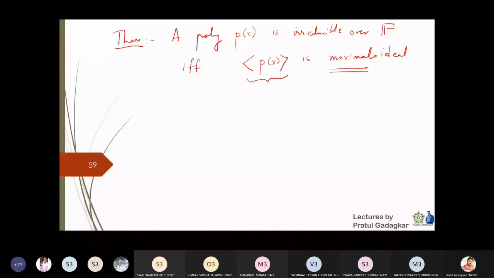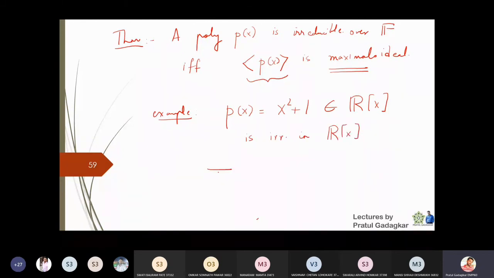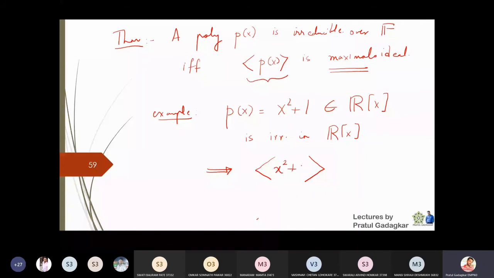What is the best example of this? You just take a polynomial p(x). Suppose I'm taking p(x) is equal to x square plus 1. This polynomial, I'm taking it in R[x]. Is this polynomial reducible or irreducible? You know, x square plus 1 cannot be factorized into two different polynomials with real coefficients because you get complex numbers there, right? So this polynomial is irreducible in R[x], and therefore by virtue of the above theorem, the ideal generated by this particular polynomial x square plus 1 will be a maximal ideal. So this is one of the very good ways to check whether an ideal is maximal or not, right?